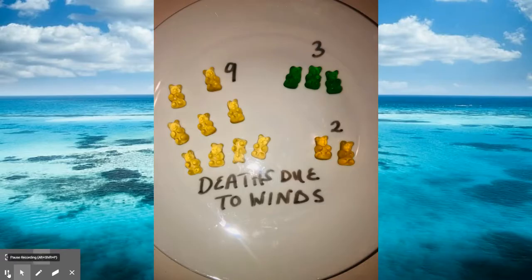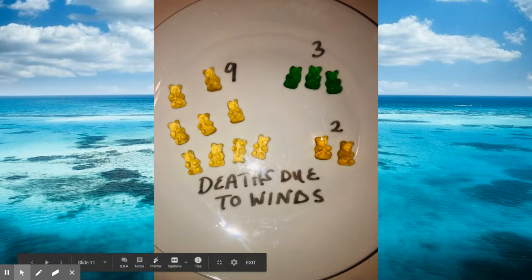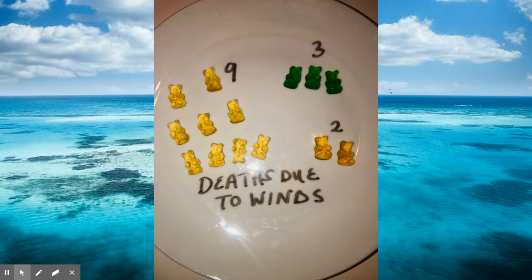Here are the deaths due to the high winds. You're going to want to take these colors here. So these are clearathol, that's the 9. I know they look yellow, but they're clear. These are yellowathol, and these are greenathol, and that's what you're going to subtract from your initial populations. No redathol and no orangeathol were killed by the gale force winds.